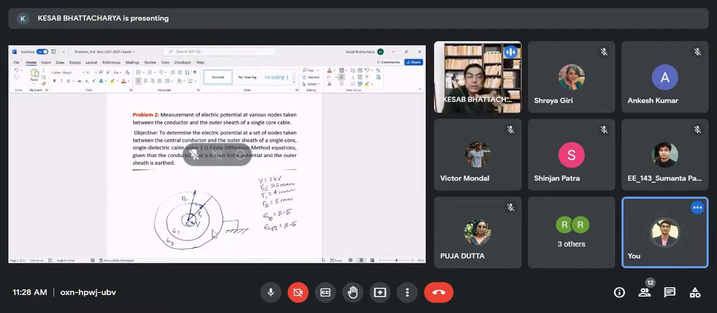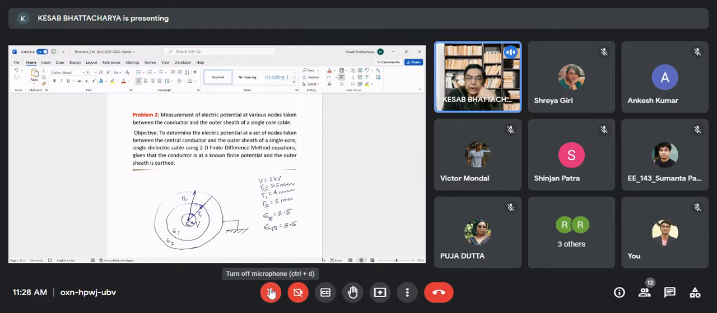Okay. So now this is the second problem. Now again, this is a single core cable having two dielectrics wrapped over the conductor. Here, as it is mentioned in the problem in the diagram, radius of the conductor is 2.5 millimeter, RC. Conductor is held at a potential of 1 kV. R1, the radius of the inner dielectric is 4 millimeter, and radius of the outer dielectric is 5 millimeter. Relative permittivity of the first dielectric is 2.5, and relative permittivity of the second dielectric is 3.5.